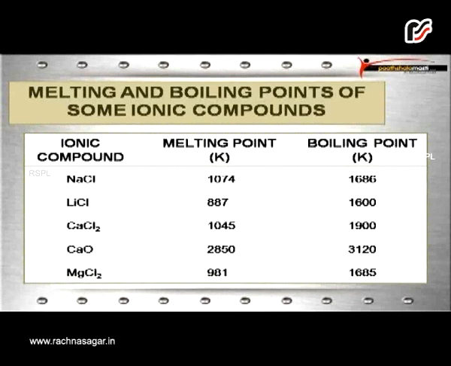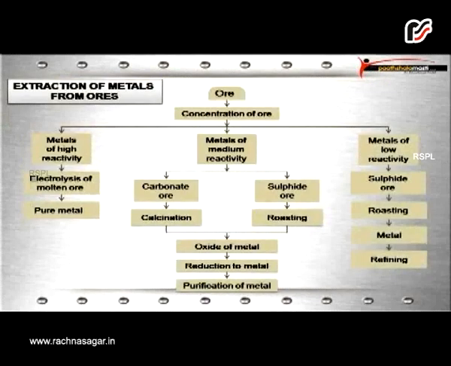Magnesium chloride, on the other hand, is made up of magnesium ions and chloride ions. Its melting point is 980 Kelvin and boiling point is 1685 Kelvin. Now we are going to take up how metals are extracted from their ores.